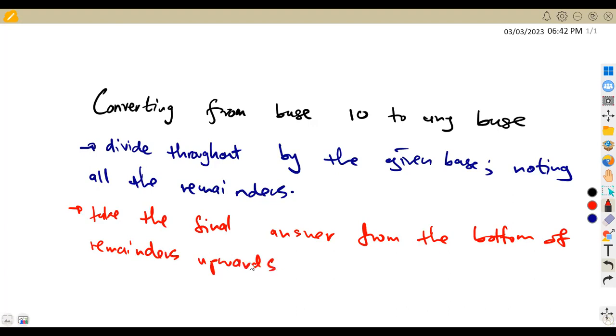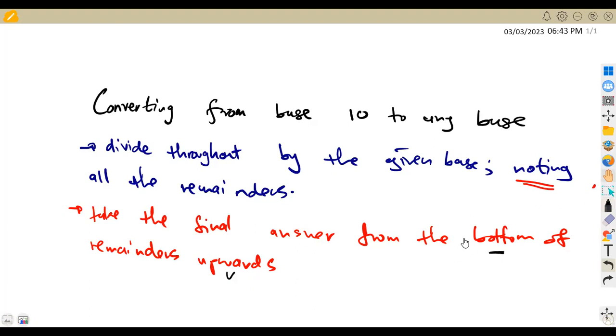I want us to see something here. Let's say there is a number given in base 10, and you want to convert to base 5. What you're going to do is divide by 5 throughout, noting the remainders. But on your final answer, you take these values from the bottom of the remainders upwards.